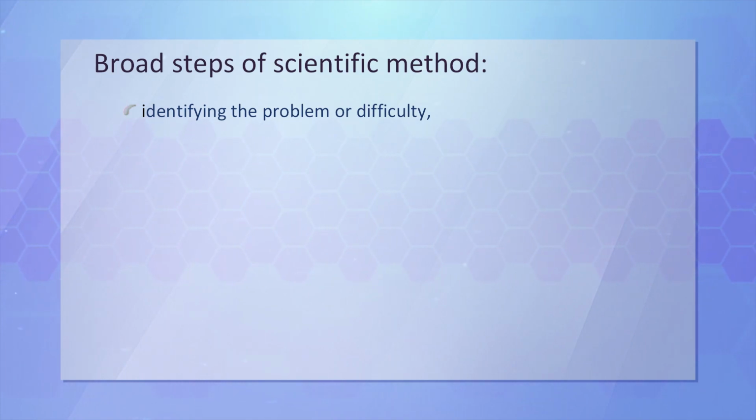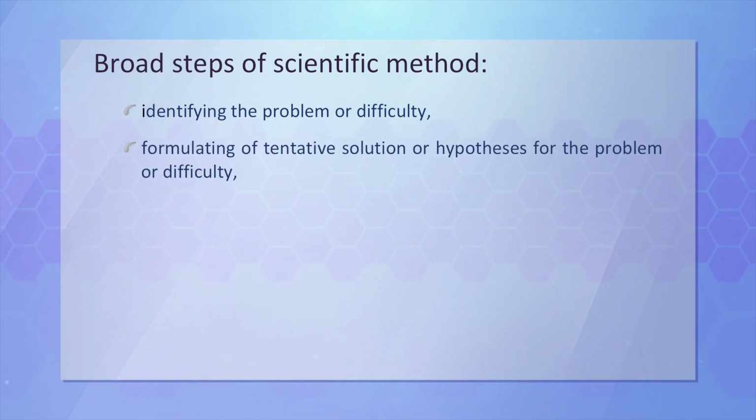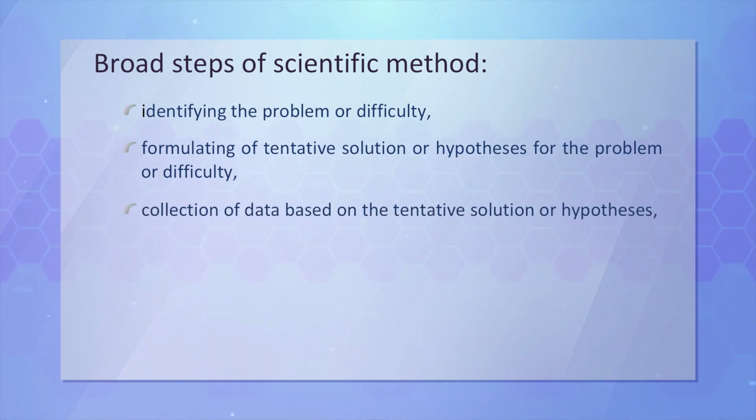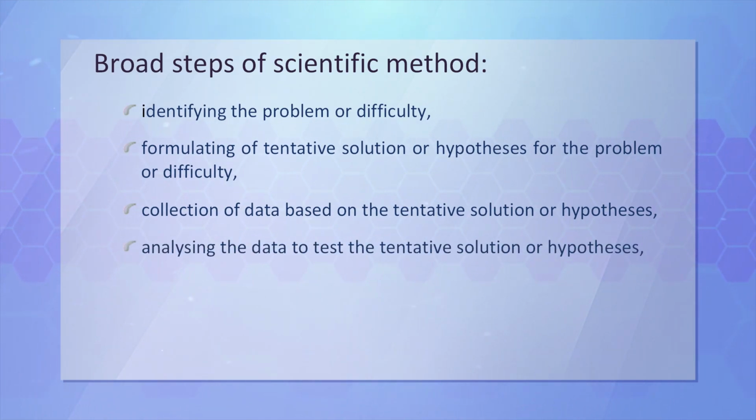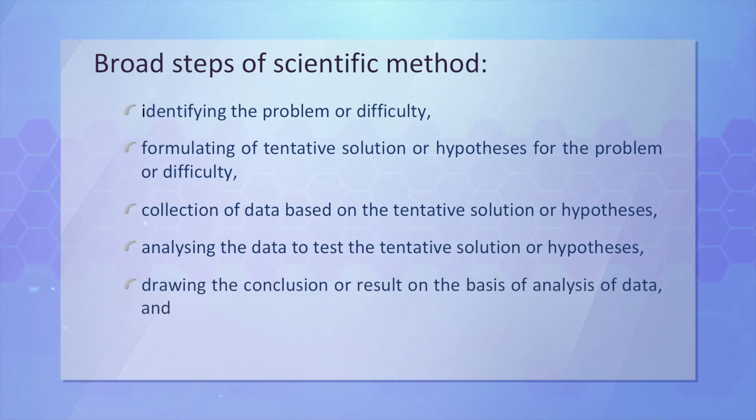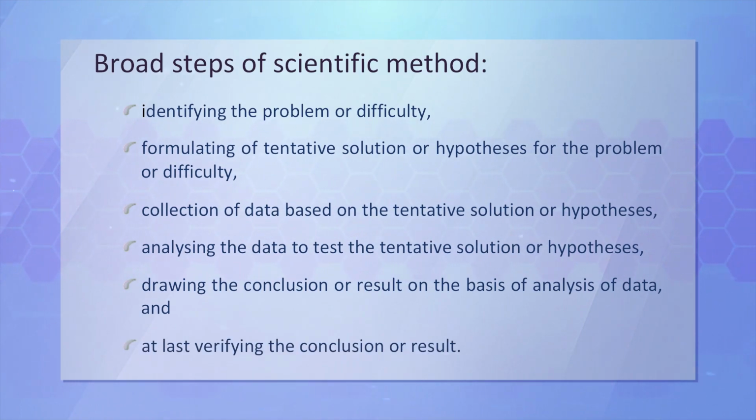While we use scientific method for creating knowledge or deriving a theory or extracting principle in respect of solving problems, we follow certain steps. Broadly, the steps include identifying the problem or difficulty, formulation of tentative solution or a hypothesis for the problem or difficulty, collection of data based on the tentative solution or hypothesis, analyzing the data to test the tentative solution or hypothesis, drawing the conclusion or result on the basis of analysis of data, and at last verifying the conclusion or result.